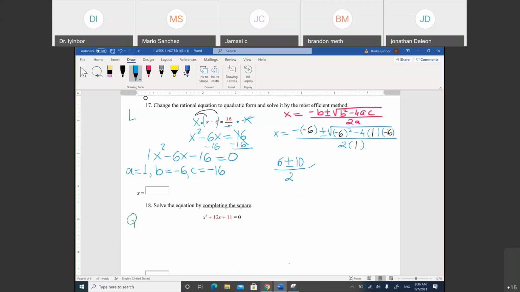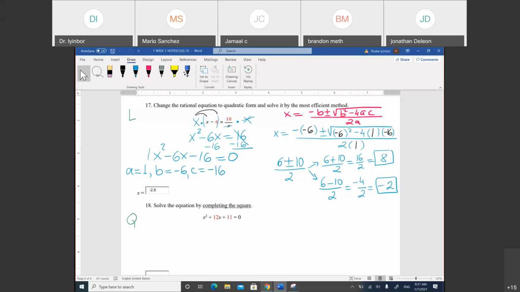And then you're going to split it. You're going to have positive and negative. So I have 6 plus 10 over 2 and 6 minus 10 over 2. Okay, 6 plus 10 is 16, divided by 2 is 8. I don't need a calculator for this, right? Then 6 minus 10 is negative 4, divided by 2 is negative 2. Or you can put it in the calculator if you feel more comfortable, doesn't matter. So we're going to get 8 and negative 2, and that's what you're going to put in your answer, negative 2, comma 8. Okay?